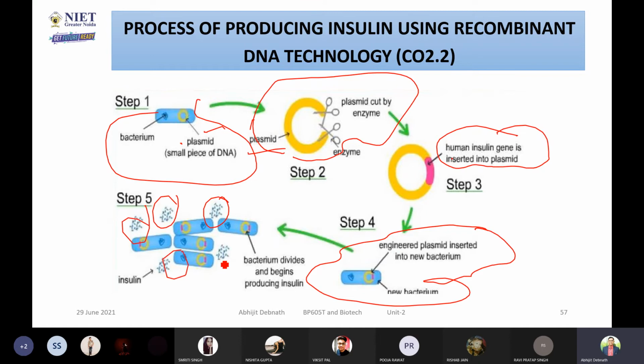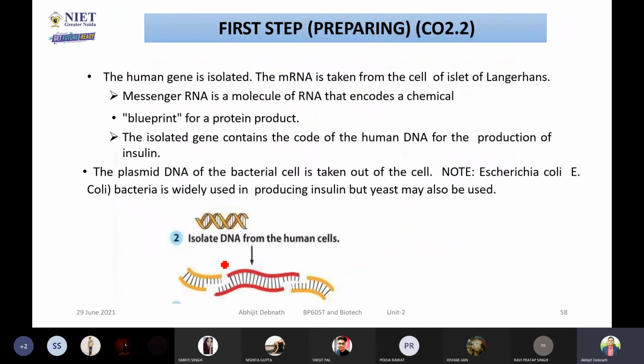Earlier it was very difficult. In earlier times, pigs were sacrificed, because there was some amount of insulin present in the pig pancreas. That's why insulin was so costly in earlier times. Right now, it is very easy and very cheap. So these are the steps.